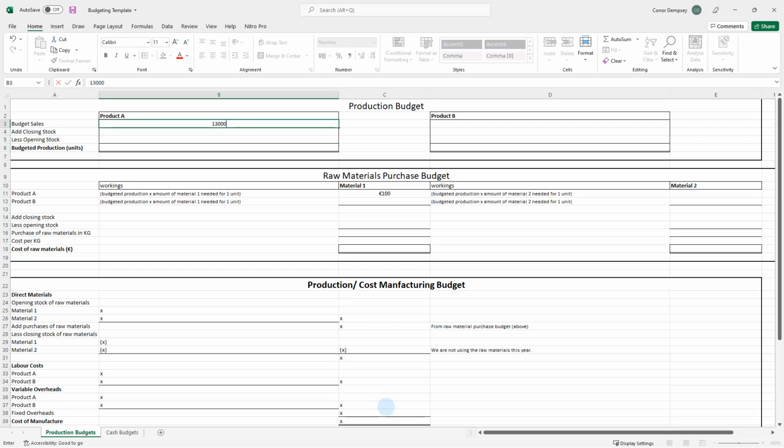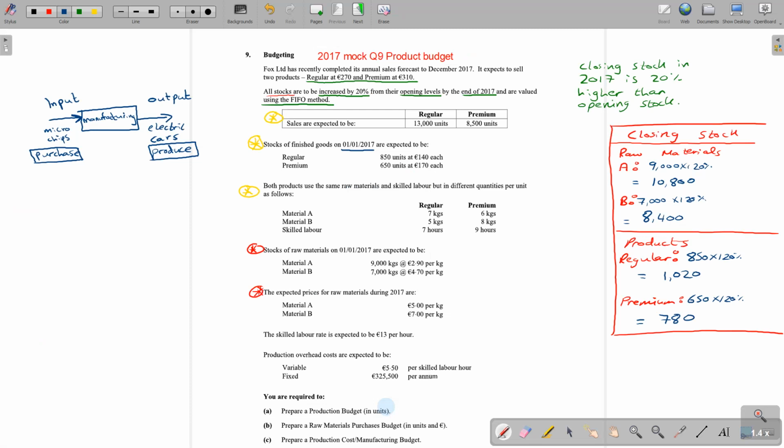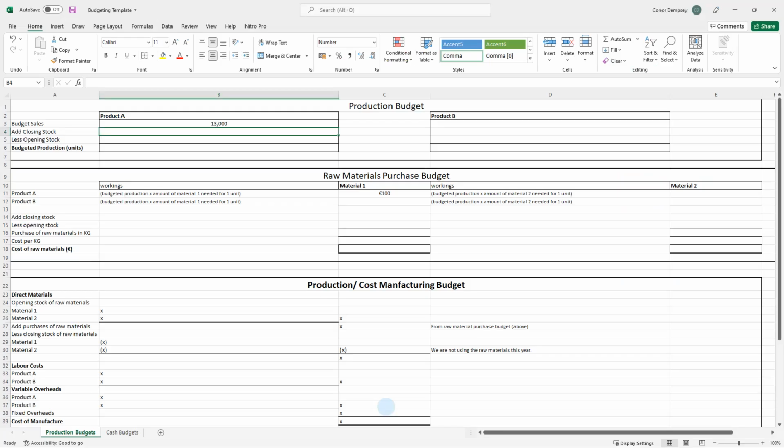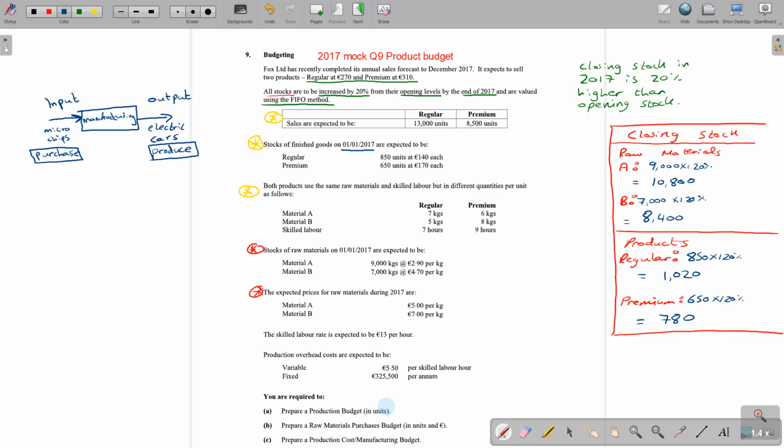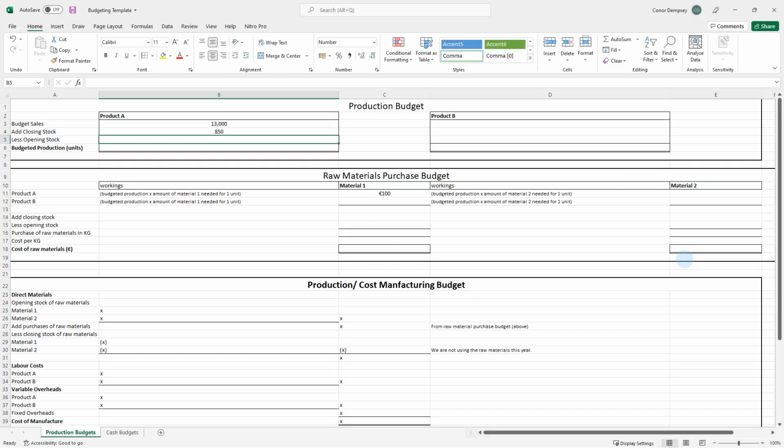So 13,000 was our budgeted sales. Our stock of finished goods, 850. And we had our 1,020 is our closing stock. I got them mixed up. 1,020, 850, and it's negative. Perfect. So when we add all of those together, we get 13,170. That's our budgeted production units.